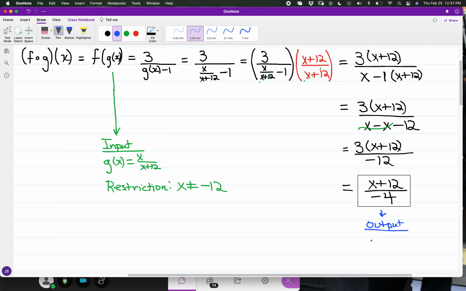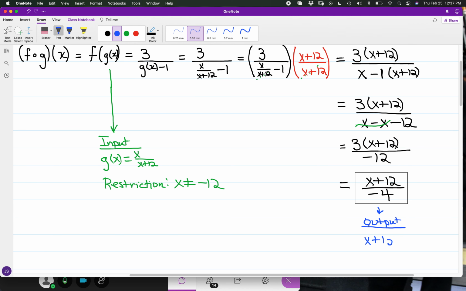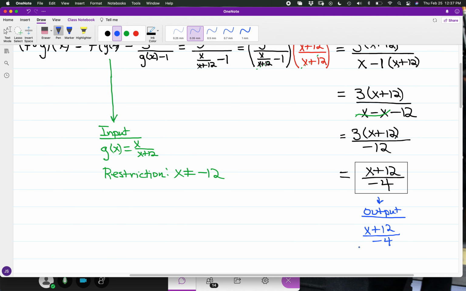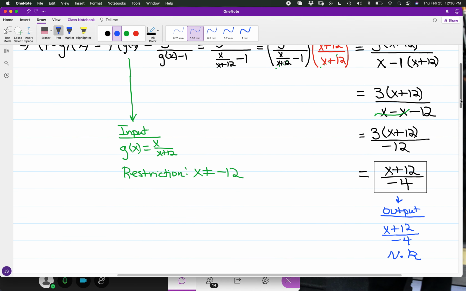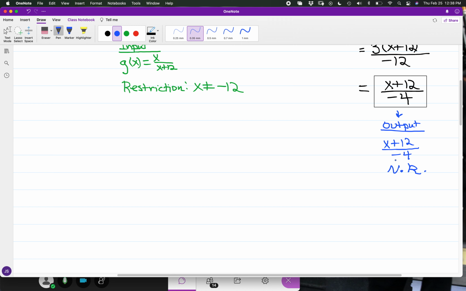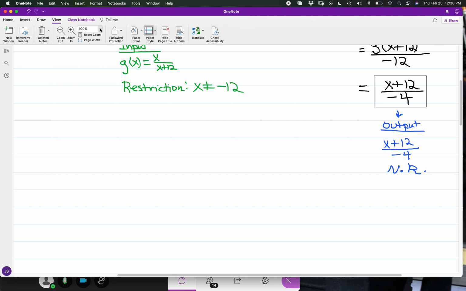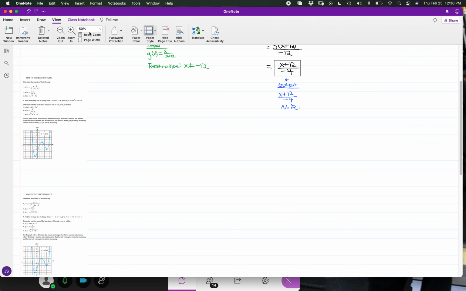Now, in the case of the output, again, we have x plus 12 over negative 4. The only place where we have the variable term is in the numerator. Now, we do have a fraction, but we have a non-zero valued denominator. So the output in itself is going to have no restriction.